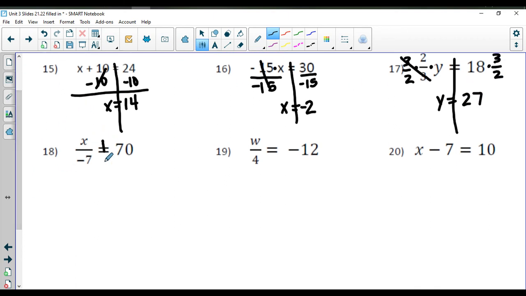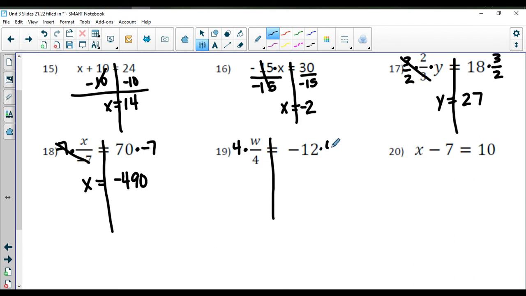In number 18, we're going to drop our line down. We have x divided by negative 7. To undo division, we're going to multiply by what's there using the inverse operations. Those will cancel, so we get x equals negative 490. Over here, again, division, so I'm going to undo with multiplication, times 4 on both sides. So I'm going to get w equals negative 48.